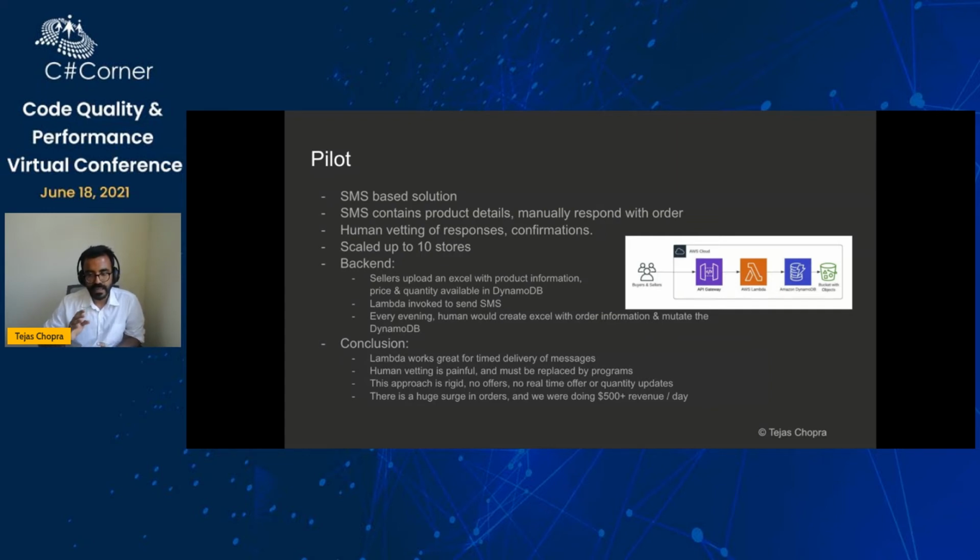First of all, Lambda works great for timed delivery of messages. Human vetting is painful, and it has to be replaced by programs. And this approach is very rigid. It has no offers, no real-time quantity updates, no searchability, browsability, and it's just scroll based. The person has to scroll to find which product they want to buy. And even with this broken sort of a solution, we could see a surge in orders, and we were doing about $500 revenue per day.